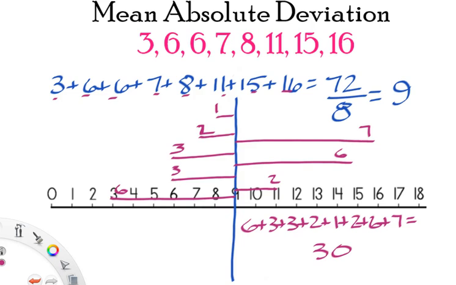Well, again, since we've used 8 numbers, we're going to divide that by 8, and that gives us a mean absolute deviation of 3.75. There you have it. That's mean absolute deviation.